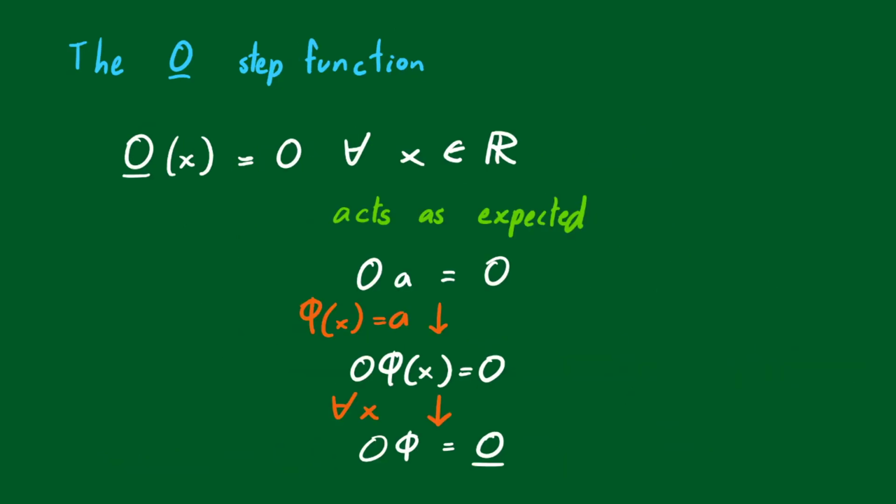Importantly, we must define the zero step function for multiplication by the scalar 0, where the zero step function has a value 0 at all values of x. And as one would expect, multiplying by 0 for any step function gives you the zero step function.